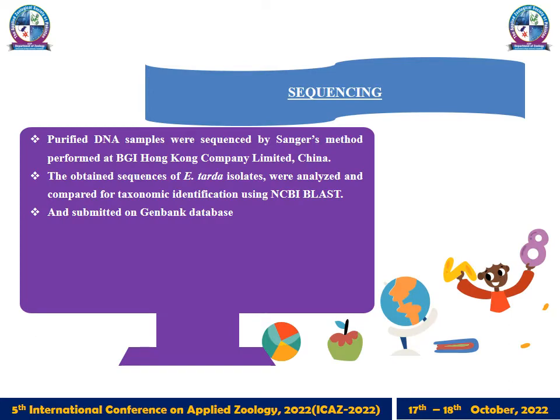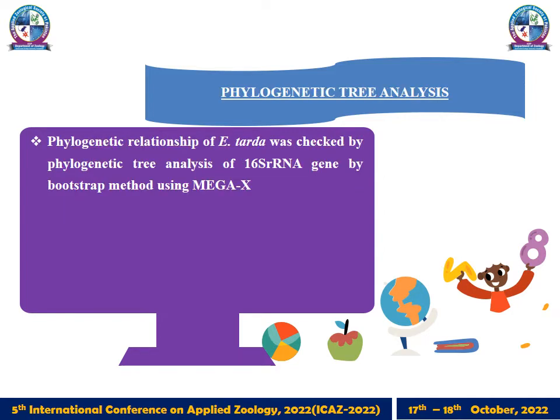Purified DNA samples were sequenced by Sanger's method performed at BGI Hong Kong Company Limited, China. The obtained sequences of E. tarda isolates were analyzed and compared for taxonomic identification using NCBI BLAST and submitted at GenBank database. Phylogenetic relationship of E. tarda was checked by phylogenetic analysis of 16S rRNA gene by bootstrap method using MEGA X.